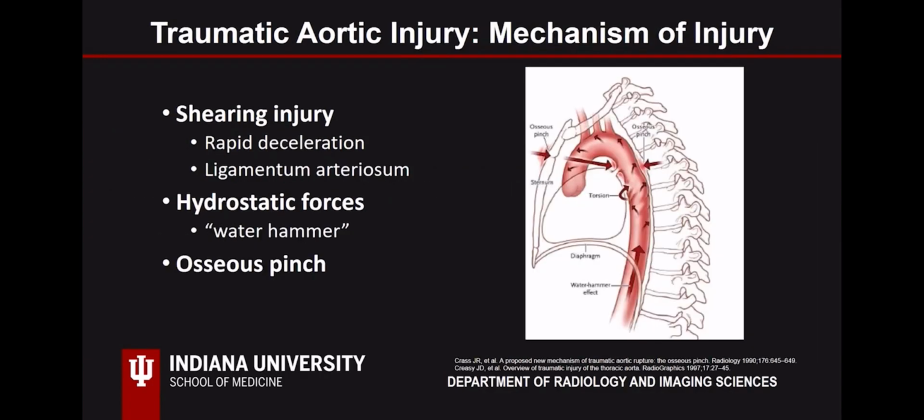Shearing injury is felt to be the primary mechanism of injury for patients with aortic injuries. This happens primarily at the relative fixed points of the aorta, primarily at the ligamentum arteriosum. Other potential theories include hydrostatic forces, where increased intraluminal pressure overcomes the tensile strength of the aortic wall, as well as osseous pinch due to crushing injury of the aorta between the sternum and the spine. These last two theories may not be as significant as previously thought, and shearing injury is felt to be the primary cause of aortic rupture.